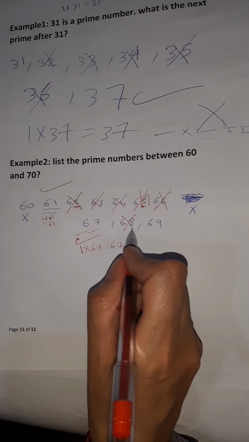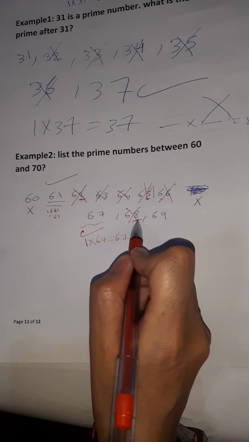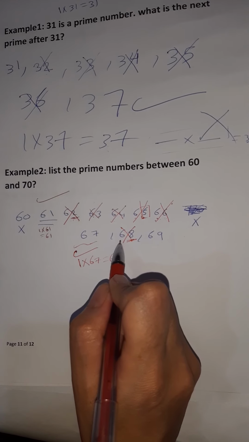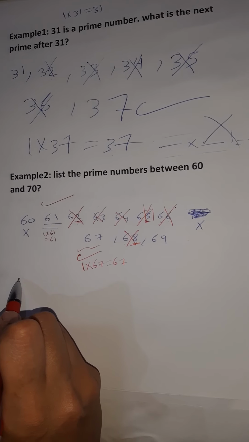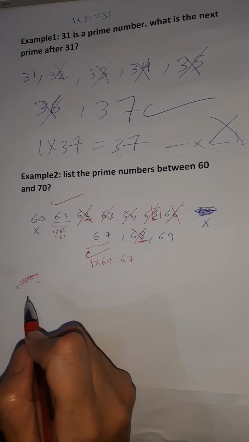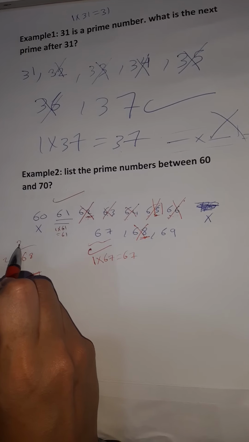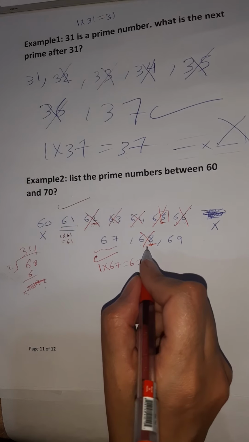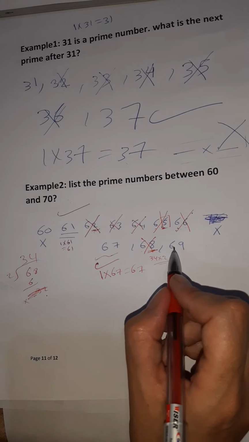68 is not a prime number. It has 8, an even number, as its ones digit, so it's divisible by 2, so it's not a prime. Another reason: 34 times 2 is 68.